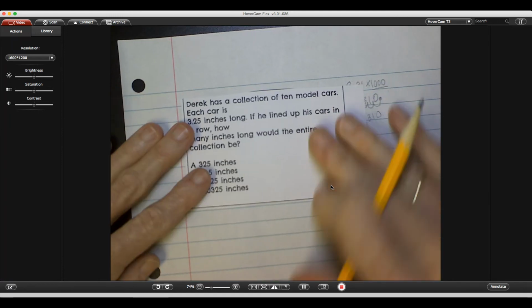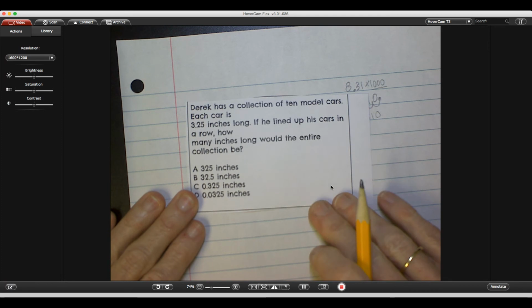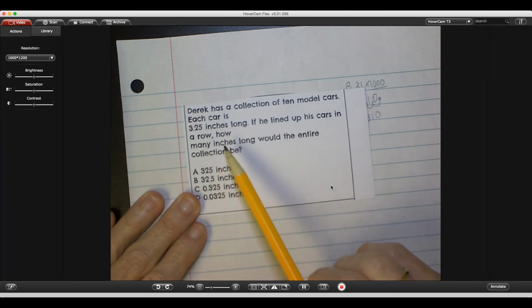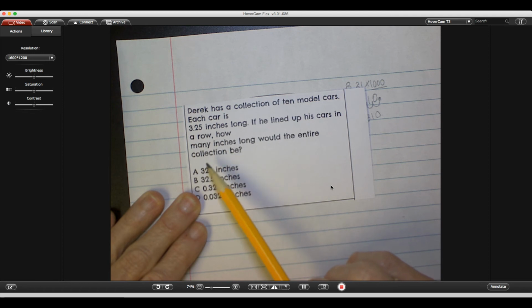Your question to solve. Derek has a collection of 10 model cars. Each car is 3 and 25/100ths inches long. If he lined up his cars in a row, how many inches long would the entire collection be? Pause the video, solve on your paper, then hit play and check your work.